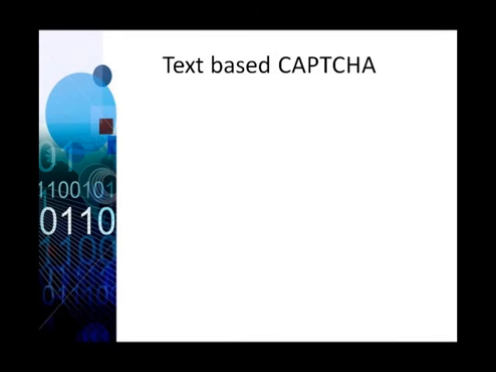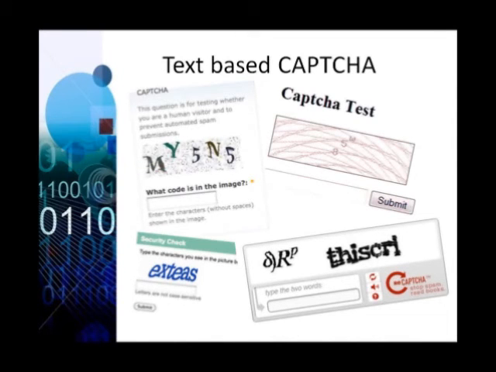The most known is the text-based CAPTCHA. In this one, the server chooses a random word, it converts it to a picture which is shown in the page, and it asks the visitor to write the word that he can see on it.